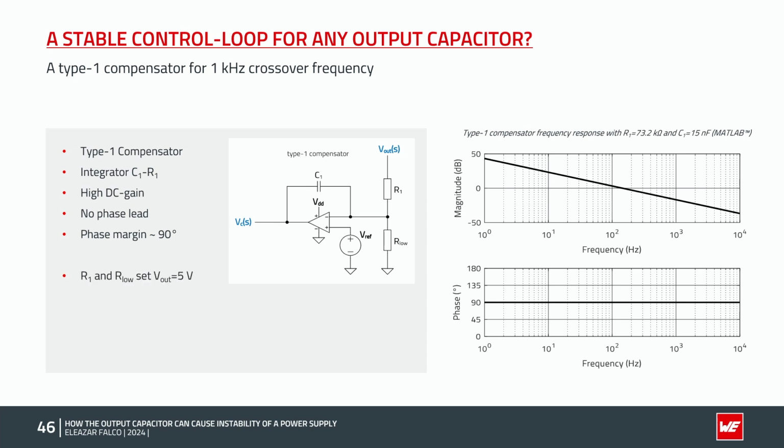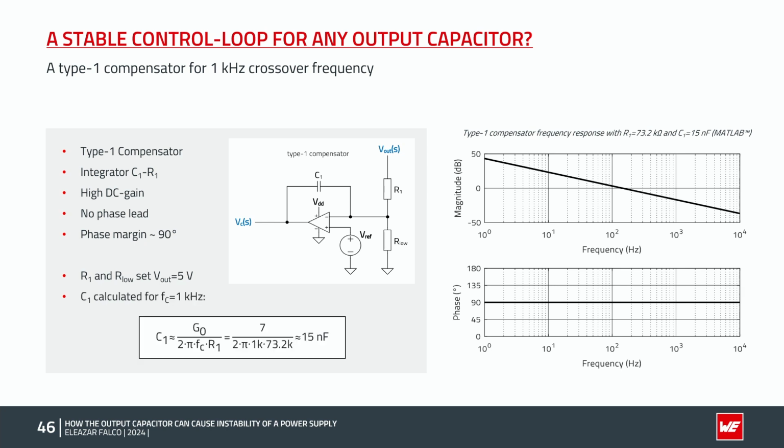For the design, as the resistor R1 is used together with the resistor R low to set the output voltage to 5 volts in this case, then we can calculate the value of the capacitor C1 to offset the low frequency gain and achieve a target crossover frequency around 1 kHz, as it is shown here. And for this, a value of around 15 nanofarad will be required.